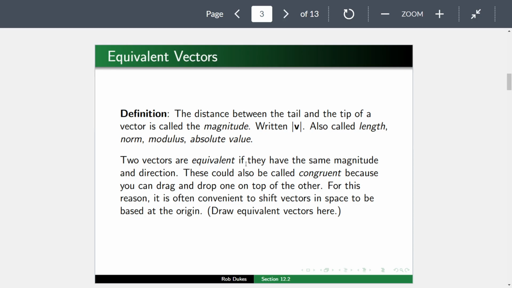We say two vectors are equivalent if they have both the same magnitude and direction. You could also call this congruent, because this means you could drag and drop one on top of the other. So when we have vectors in space, a lot of times we would prefer them to start at the origin, but we don't have to.